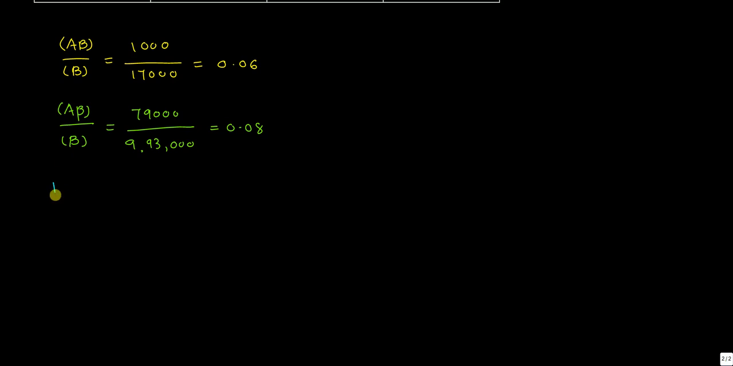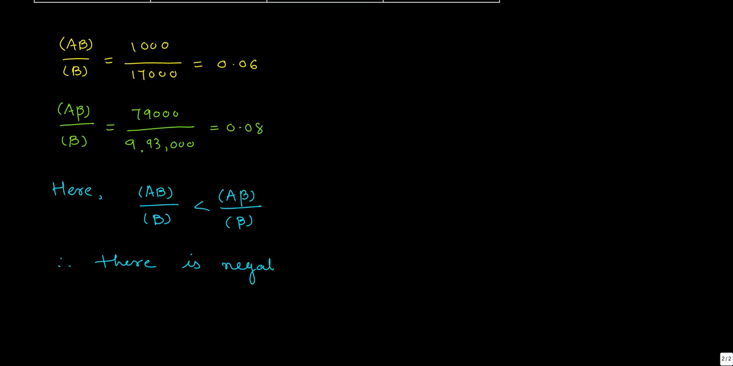So here AB upon B is greater than A beta upon beta. Therefore, there is positive, sorry, not greater than, less than. Okay, there is negative association between A and B.